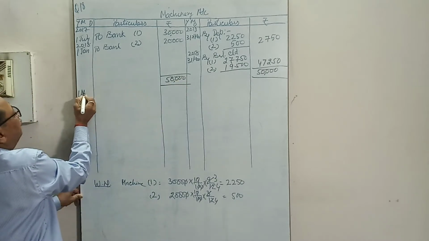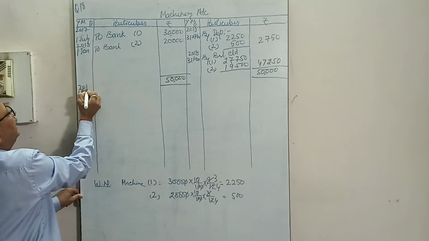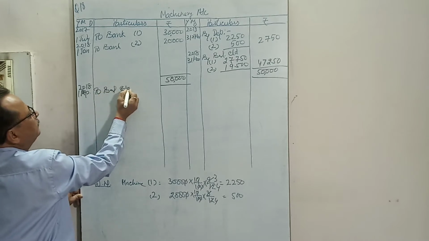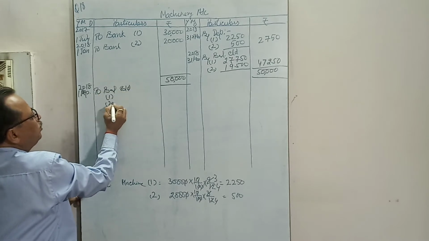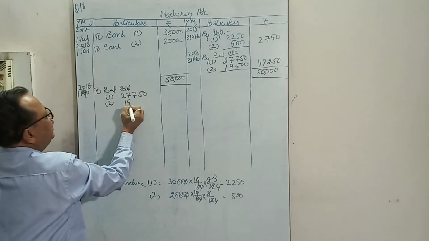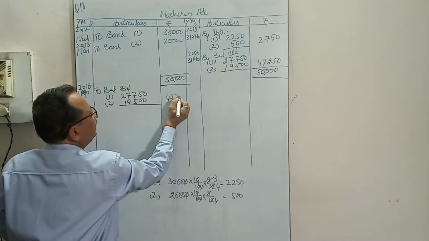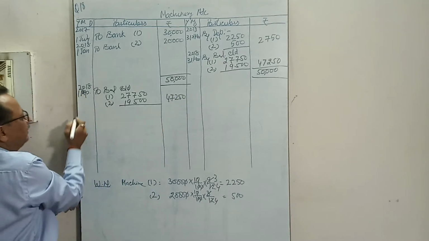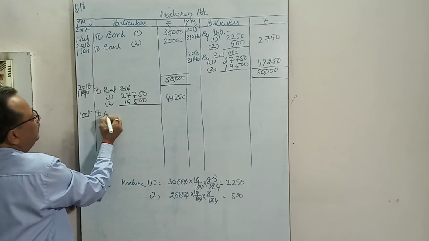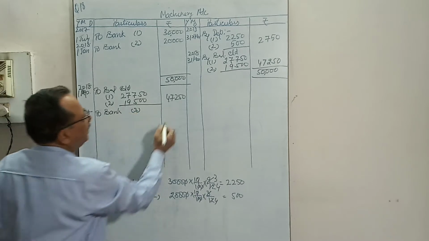Now this balance is brought down on 1st April 2018. Balance brought down, machine number 1, machine number 2, 27,750 and 19,500, 47,250. In the same year, one more machine was purchased on 1st October 2018, to bank, this is machine number 3 for 10,000.